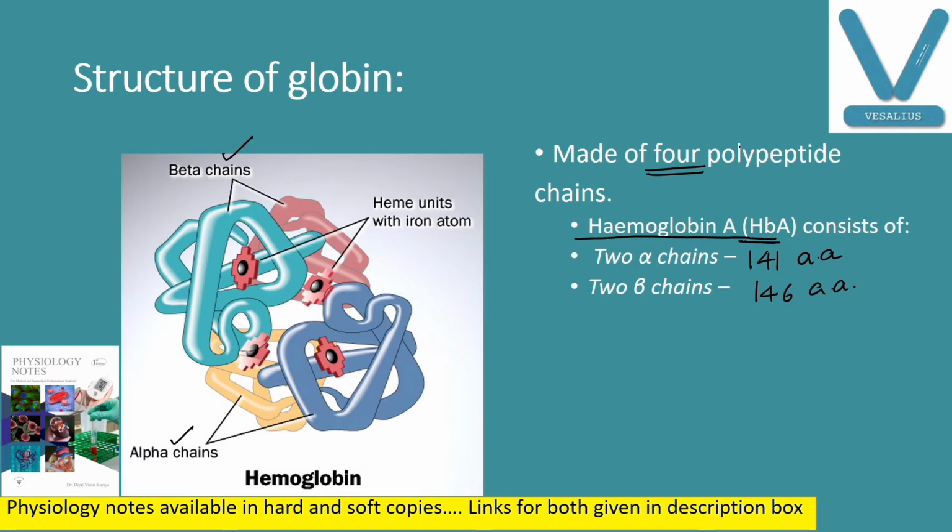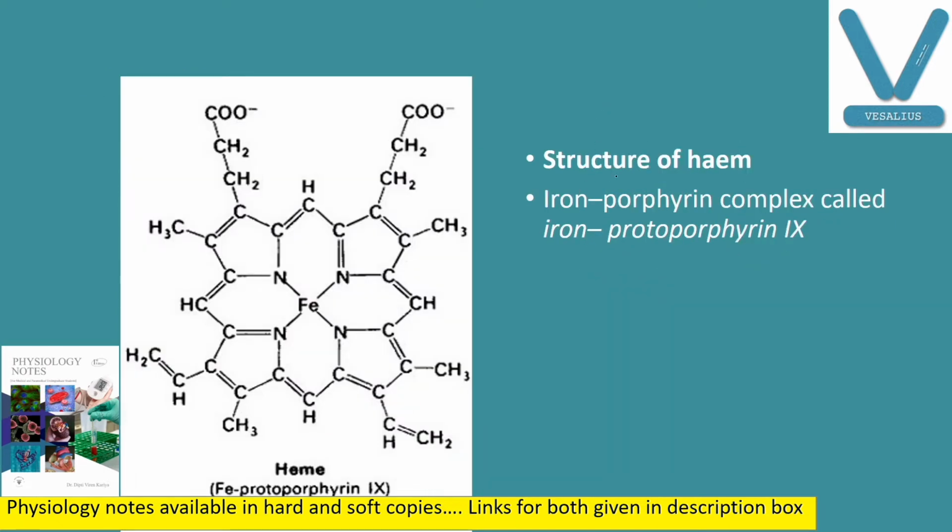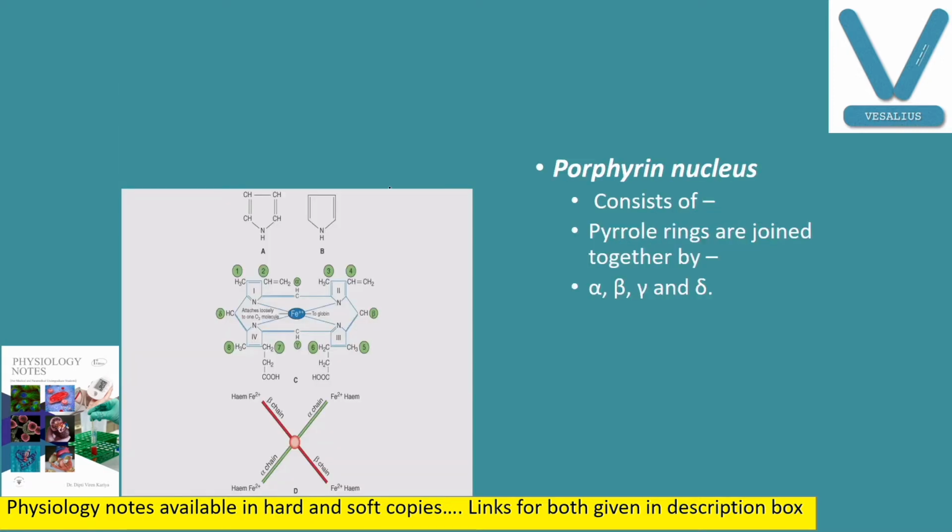Now we'll discuss the structure of heme. Heme, as we have discussed, is an iron containing complex, an iron porphyrin complex, also known as iron and four pyrrole rings, protoporphyrin. You can see here, this is iron and four pyrrole rings. This porphyrin nucleus consists of four pyrrole rings: 1, 2, 3 and 4.